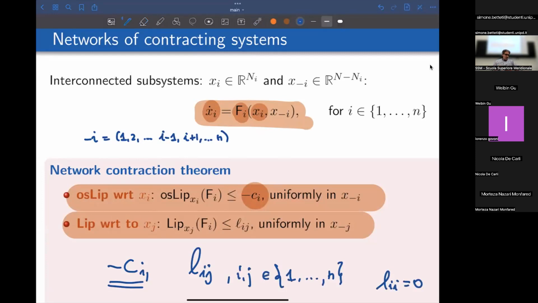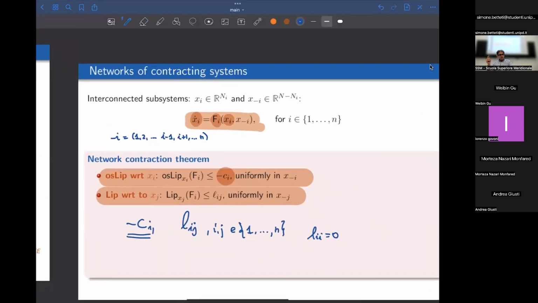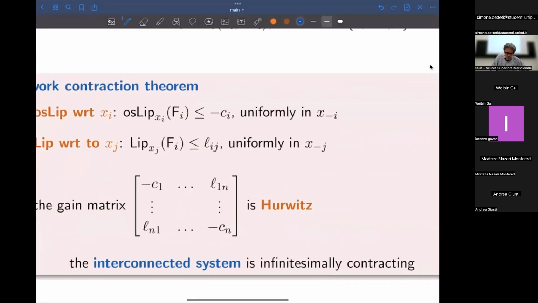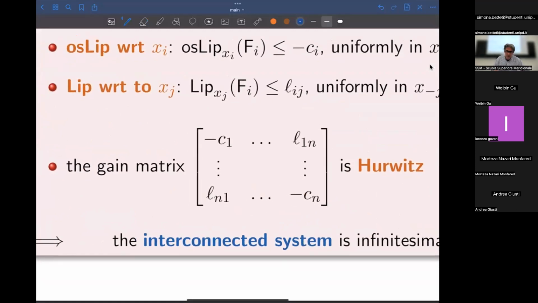Okay, so I have a network of contracting systems. Each system is contracting, the interconnections are Lipschitz. And now, how many parameters do I have? How many parameters have I defined? Well, at each state I have minus c_i, but then I also have all these L_ij. So here's what I'm going to define. I'm going to define a matrix. I'm going to put all of these numbers in a matrix because they fit perfectly in a matrix.